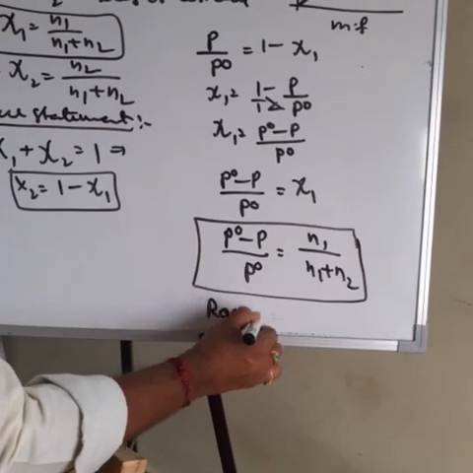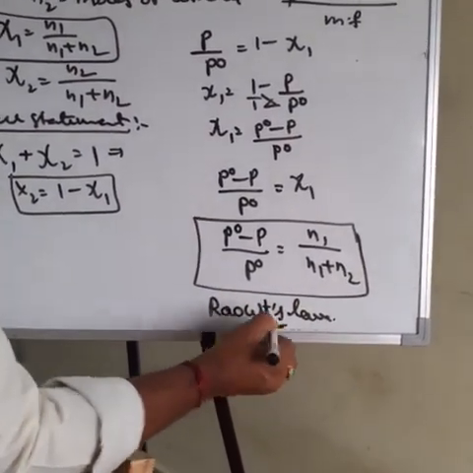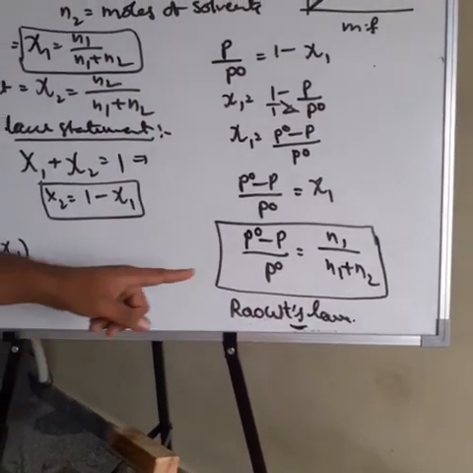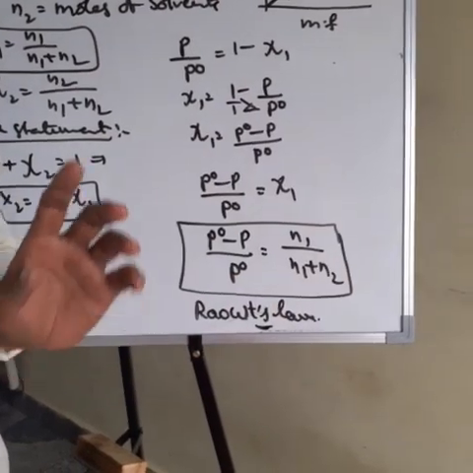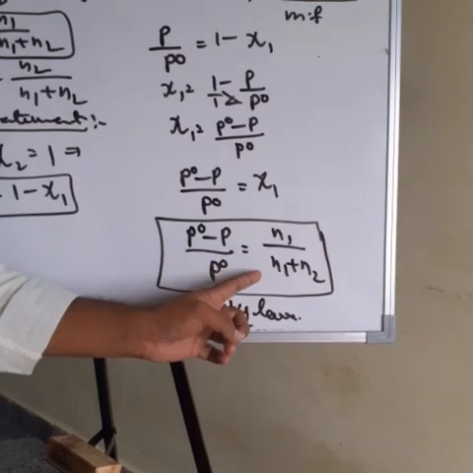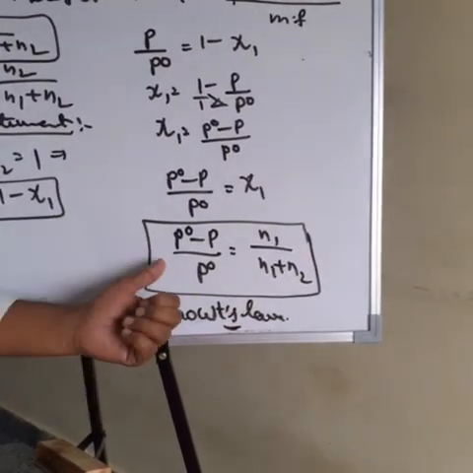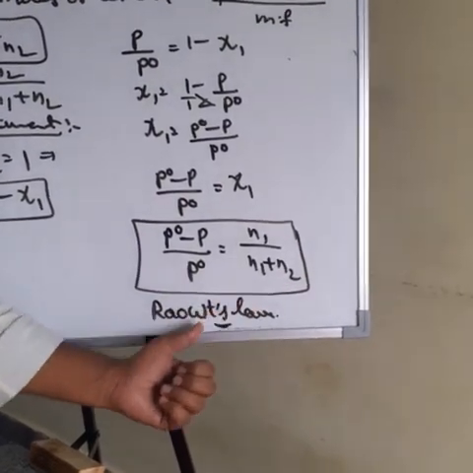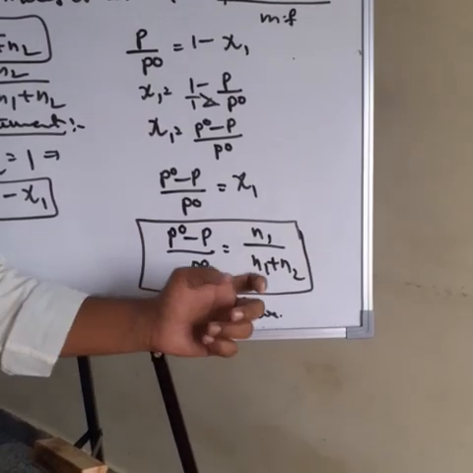This is Raoult's law. So this is about the Raoult's law derivation. Here one of the important points is that Raoult's law is applicable to ideal solutions. If it is applied to real solutions, that solution must follow some limitations.